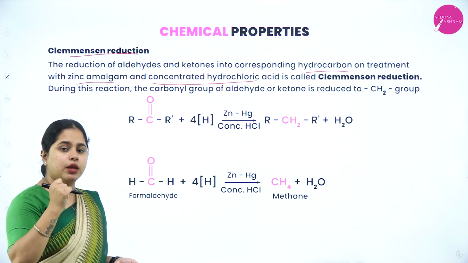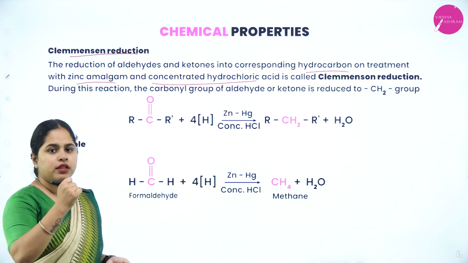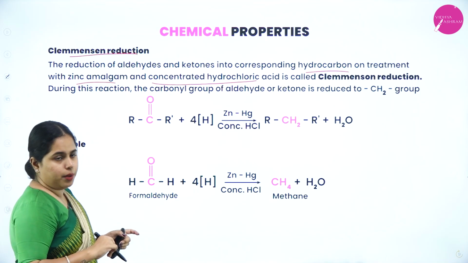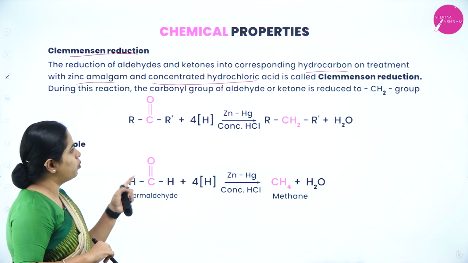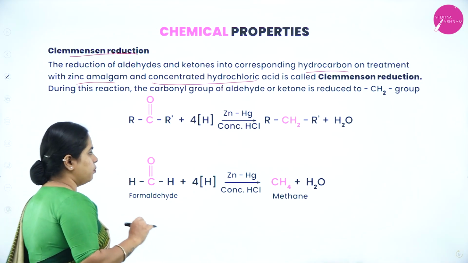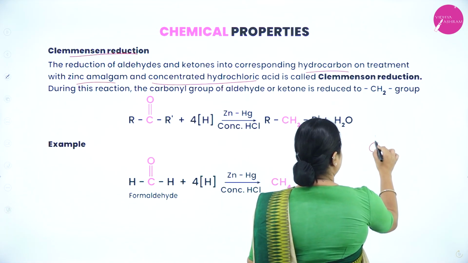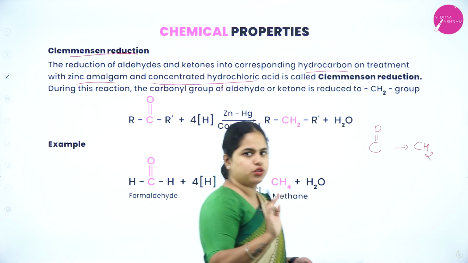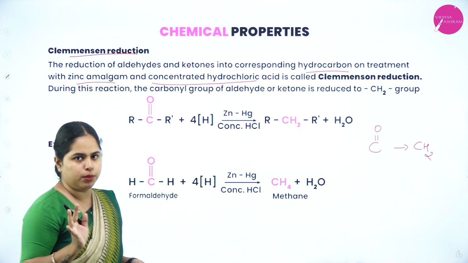So the reagent used in Clemmensen reduction is also very important. That is zinc amalgam and concentrated HCl. So what is going to happen here? During the reaction, the carbonyl group of aldehyde or ketone is reduced to a CH2 group. That means it is simple. Wherever you have the CO, that is the carbonyl group, it will be converted into CH2. So this is what you have to remember in the case of Clemmensen reduction.